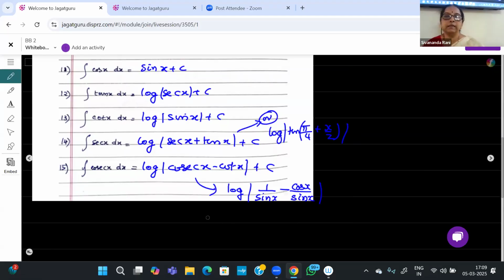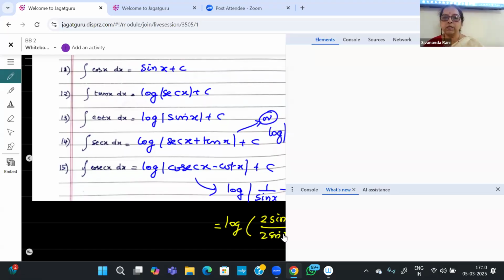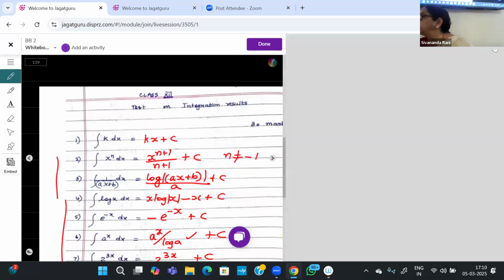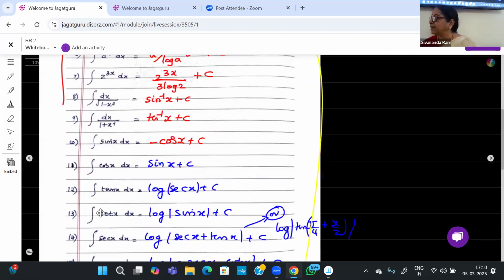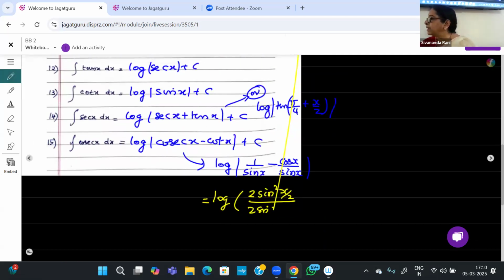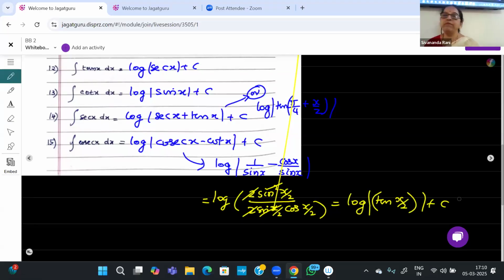So we can write this as log 1 minus cos x. 1 minus cos x is 2 sine square x by 2. And sine x is the LCM. That is 2 sine x by 2 cos x by 2. So sine x by 2 gets cancelled. So what you get is a simple tan x by 2. So probably some of you may be knowing these results, alternate results for these. They can also be derived.